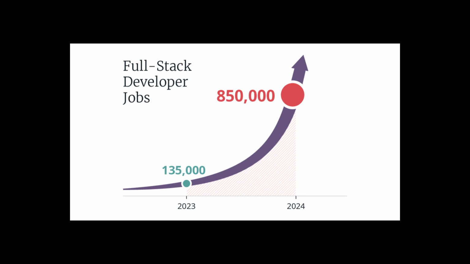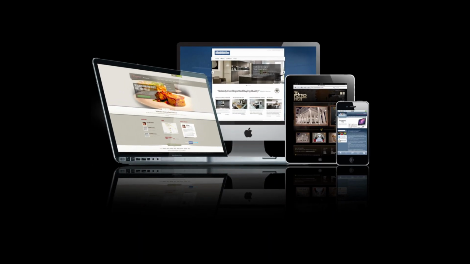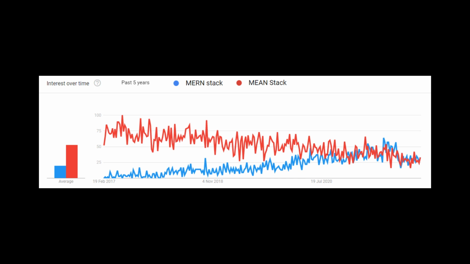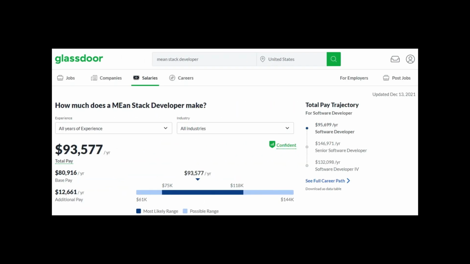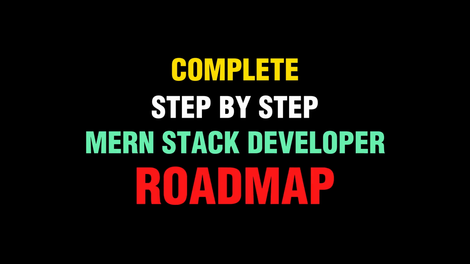MERN stack developers are in very high demand due to the increasing need for web applications and due to the popularity of MERN stack among different companies. It has gained significant traction in recent years. According to Glassdoor, the average salary of a MERN stack developer in the United States is around $100,000 per year. Now that you got the basic idea about MERN stack and why you need to learn it, let's get started with the complete and step-by-step MERN stack developer roadmap.